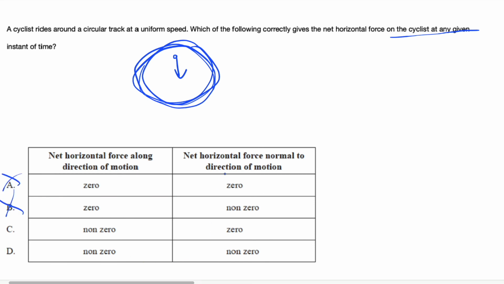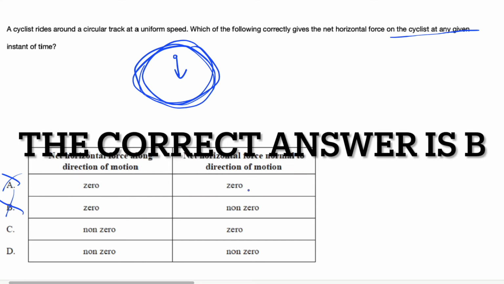Net horizontal force normal to the direction of the motion. So this is also going to be a non-zero quantity because centripetal force is provided by some other force. Okay, so D is correct.